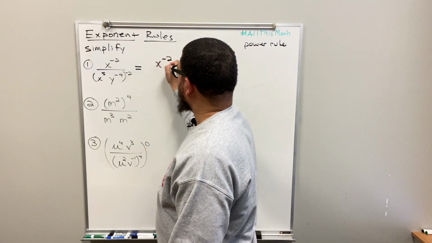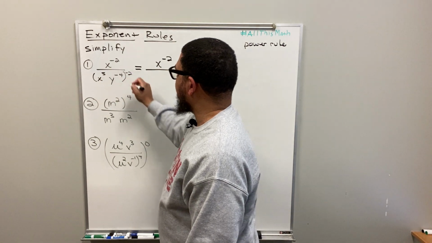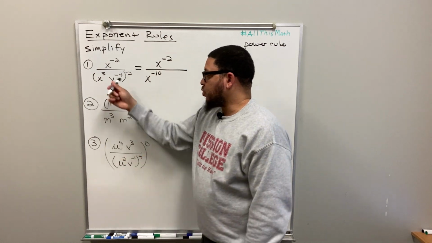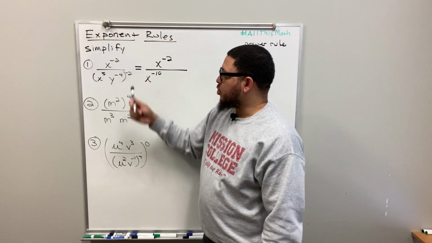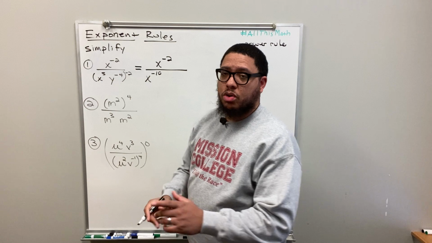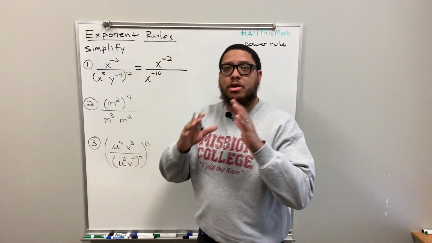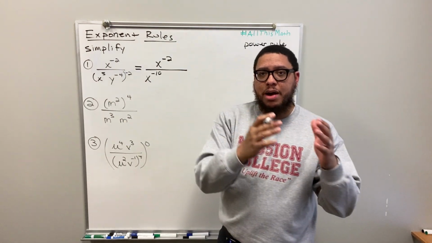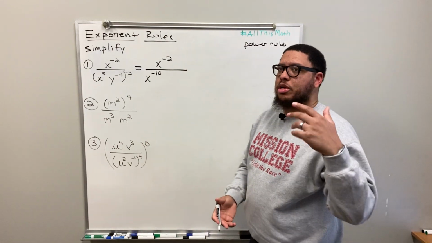So I write x to the negative 2, and then this 5 gets multiplied by this negative 2. So that becomes x to the negative 10 power, because we have to know how to do arithmetic with positive and negative numbers. 5 times negative 2 is not positive 10. It's negative 10. Also, don't confuse the power rule with the multiplication rule. The multiplication rule says that you add the exponents. But when you use the power rule, we multiply the exponents.